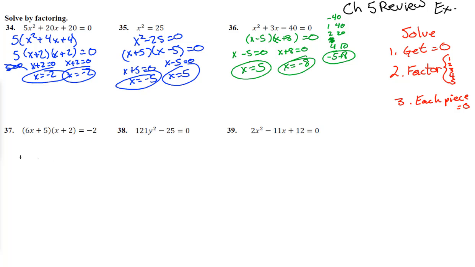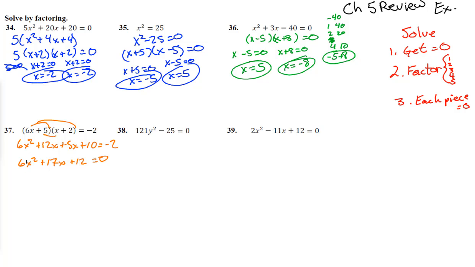Oh, yes. Good. Number 37. Oh, the cruelty. The cruelty. Do you see these are already factored, but is it equal to 0? No. We have to multiply these guys out. 6x squared plus 12x plus 5x plus 10 equals a negative 2, and then add the 2 over here. So we get 6x squared, let me see, that's plus 17x, and then add the 2 over, and we get plus a 12 equals 0. So we have to get it equal to 0 before the factoring is helpful.